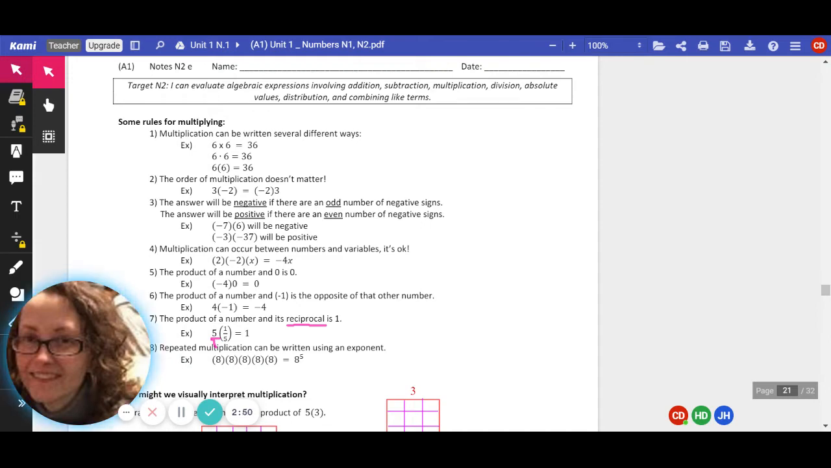Rule 8 also introduces a possibly new concept, which is exponents. Repeated multiplication can be written as an exponent. In other words, 8 times 8 times 8 times 8 times 8 is the same as 8 to the 5th power. You can use these rules here to help you as you are working independently.